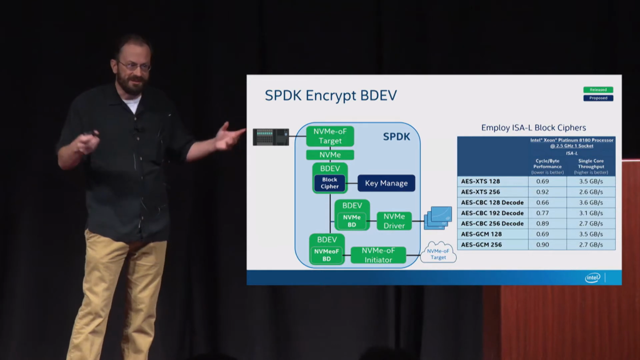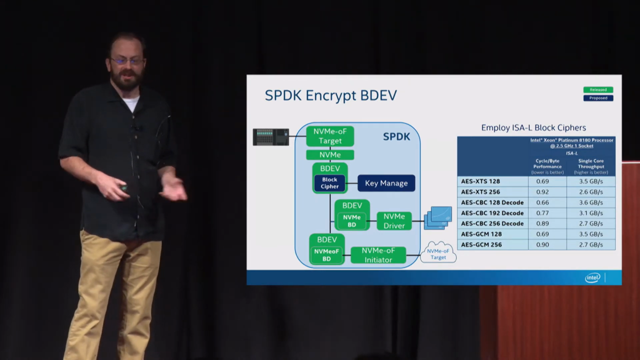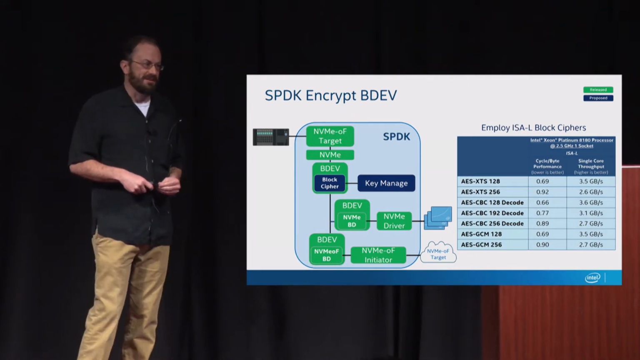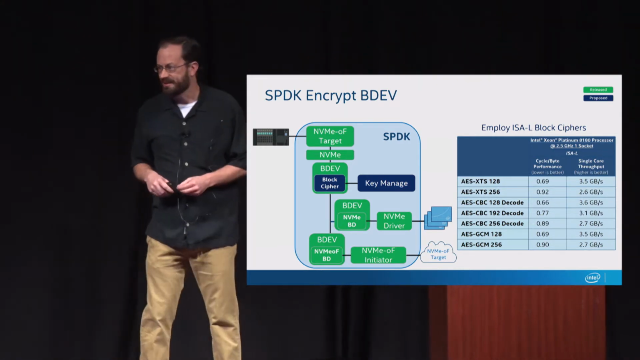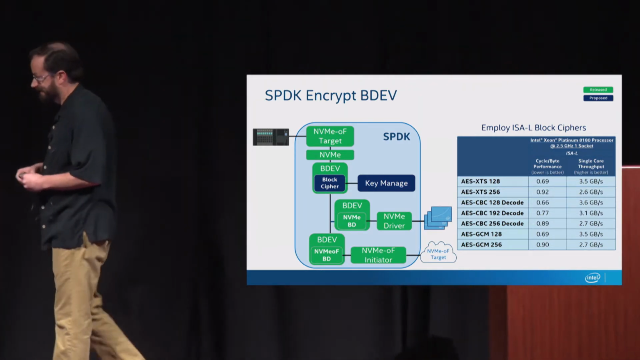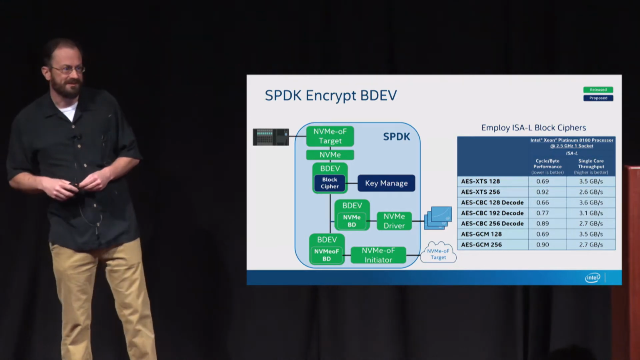So I think you get the point. Encrypt, we can do block ciphers at fractional cycles per byte. That's gigabytes per second. Again, it's not necessarily performance limiting.